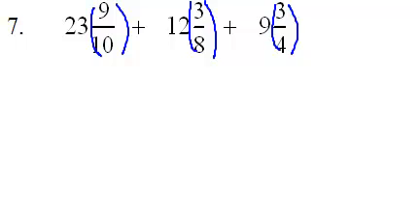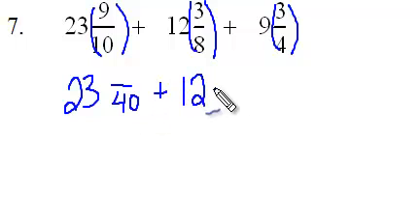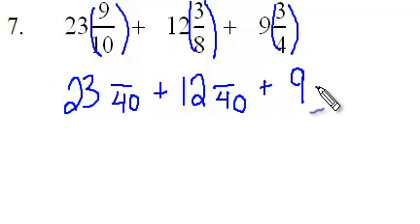So if you look at the denominators of 10, 8, and 4, you need to find their lowest common denominator. Now, the lowest common denominator is the lowest number that is divisible by 10, 8, and 4. If you were to work that out, you would find that the LCD of these three is 40. So I'm just going to rewrite the whole number portion and now rewrite that fractional portion as being over 40 as opposed to being over whatever it originally was. So I'm doing that for each of these three.